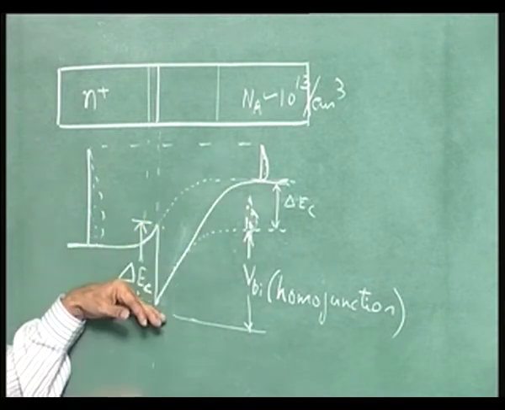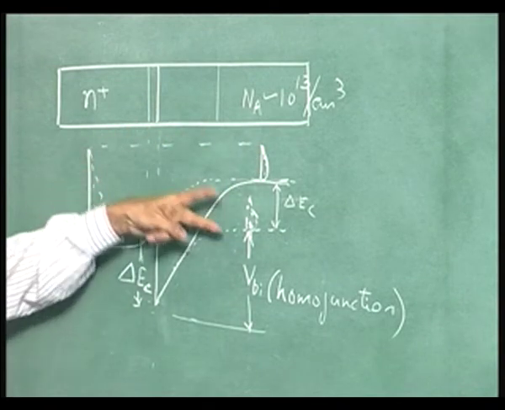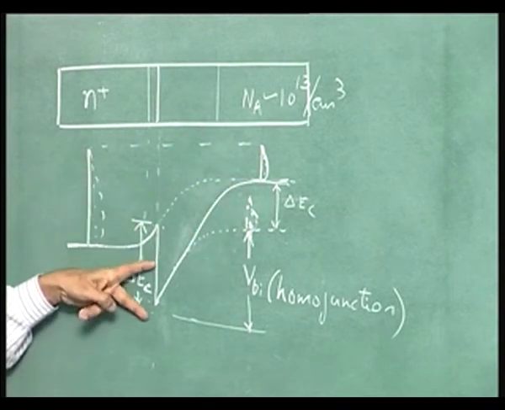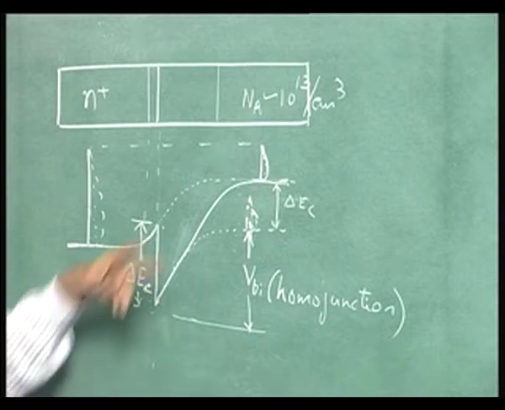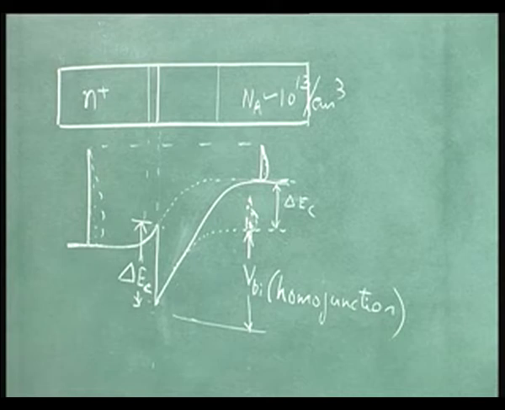How much should it go? Till the energy is equal to that. That means, it must shift up by an amount which it was shifted down here. That means, the built-in potential in this type of junction will be more than that of the homojunction. That is what I am trying to point out, by an amount equal to the notch.